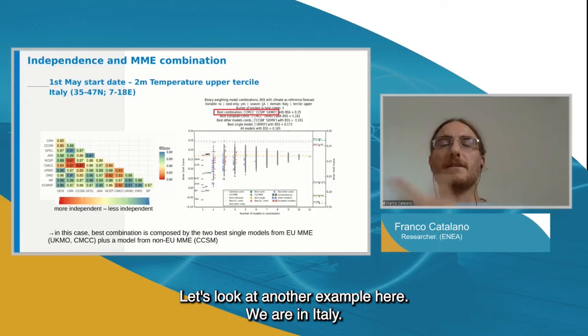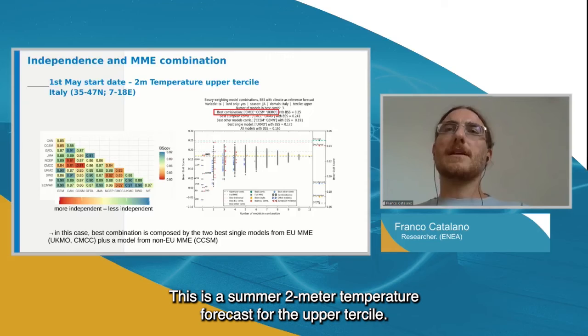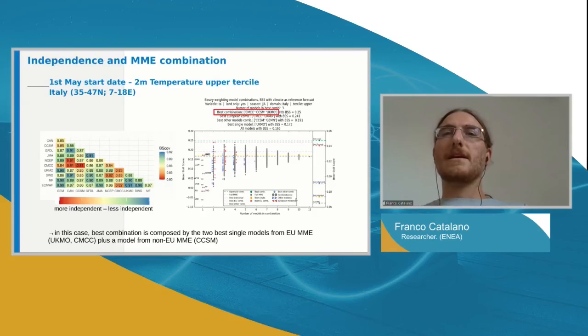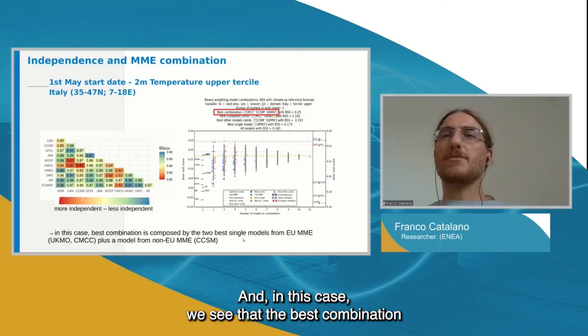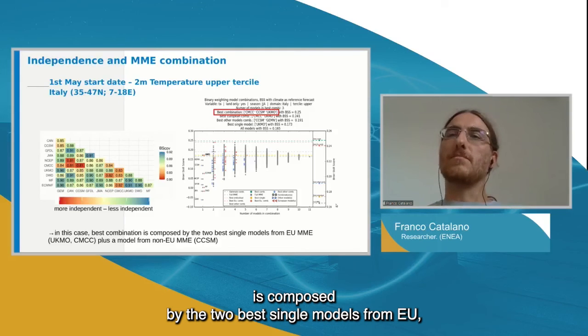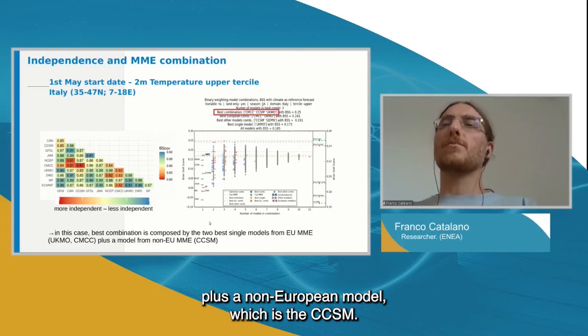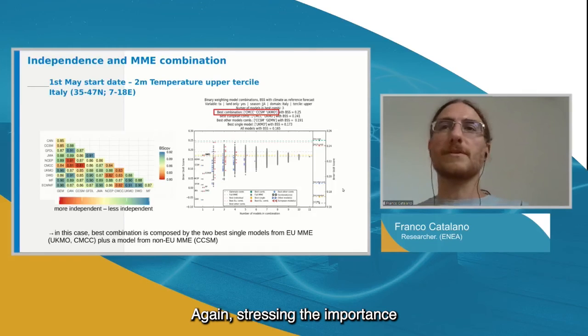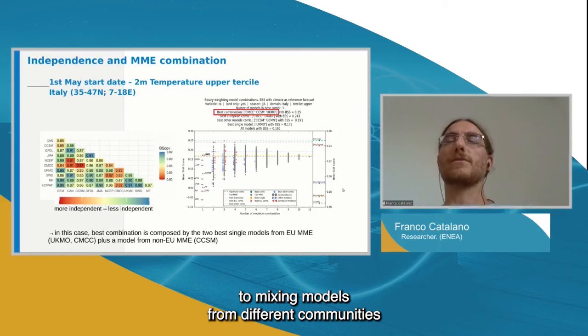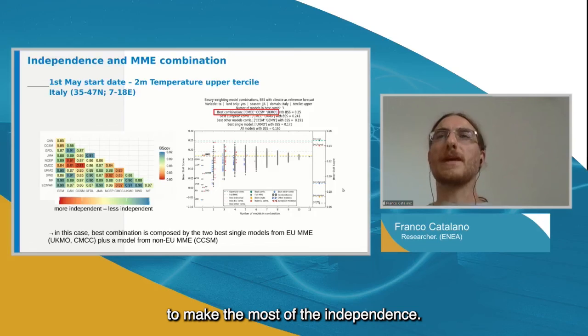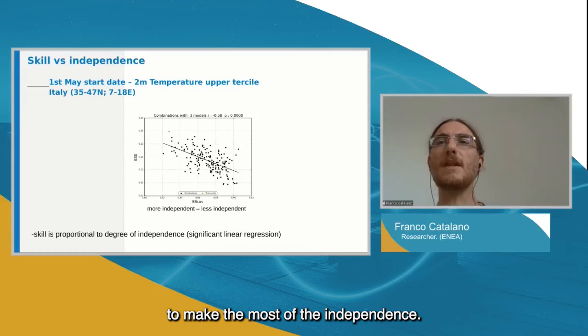Let's look at another example here. We are in Italy. This is a summer 2-meter temperature forecast for the upper tercile. And in this case, we see that the best combination is composed of the two best single models from EU, which in this case appear to be the UK model and CMCC, plus a non-European model, which is the CCSM. Again, stressing the importance of mixing models from different communities to make the most of the independence.